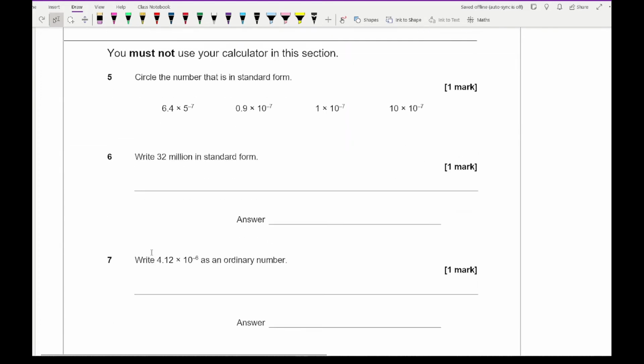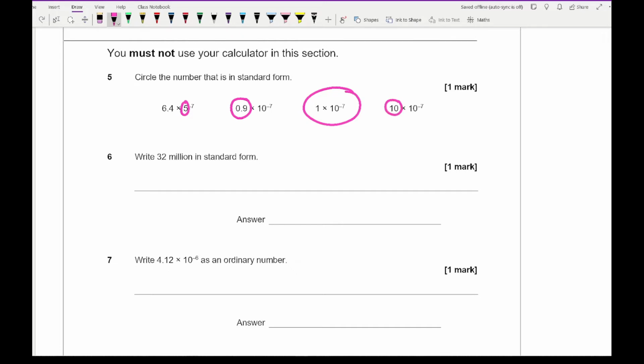Now we move on to the non-calculator section. So the question says for number 5, circle the number that is in standard form. Out of these, number 1 isn't in standard form because of this 5. Number 2 is not in standard form because of our first number. It needs to be between 1 and 10. 3 is our correct answer, and the reason for the fourth one not being in standard form is because that number there needs to be a number less than 10, not 10.